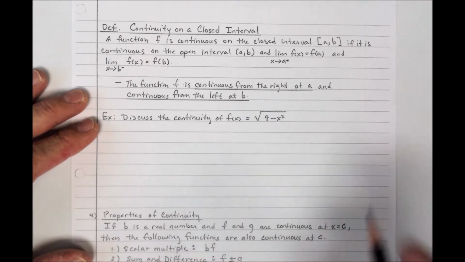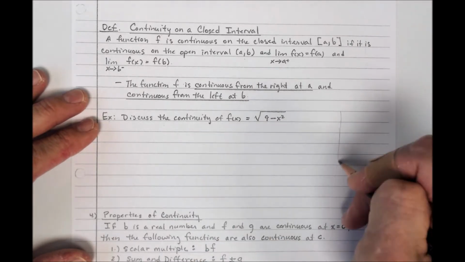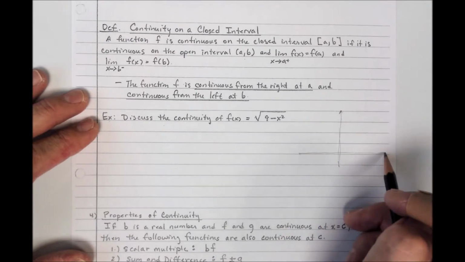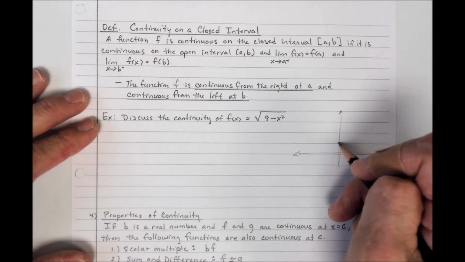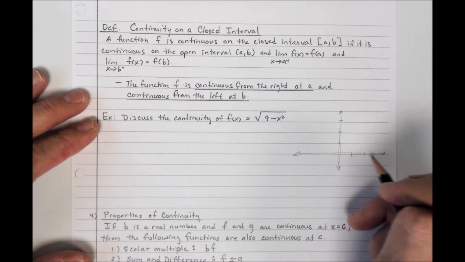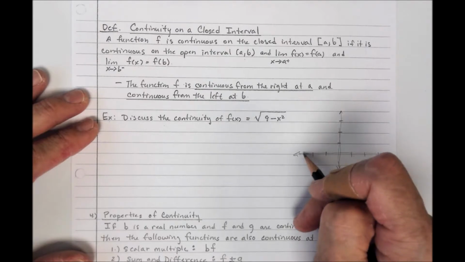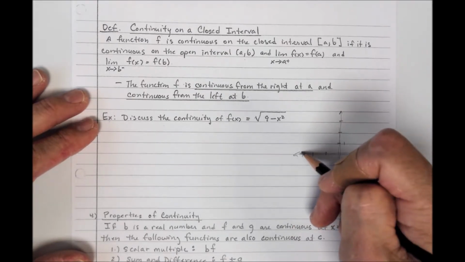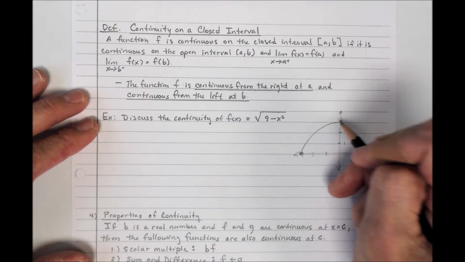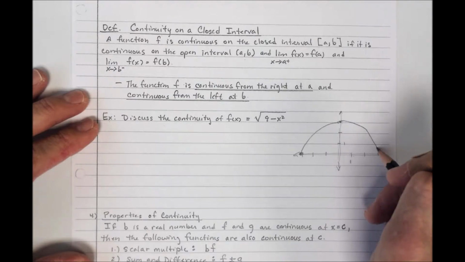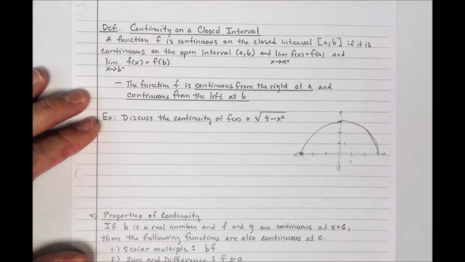Now, I don't know if you know what this looks like graphically, and it really is convenient to picture what's going on. You don't have to necessarily graph it out, but if you can get a relatively rough idea of what it looks like in your head, this is going to look like this as a graph. It's going to be a semicircle that has center (0, 0) and radius 3.